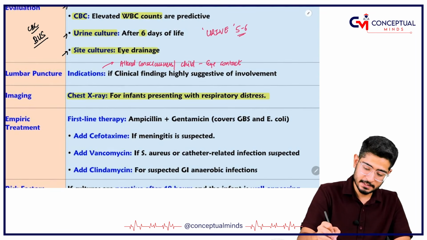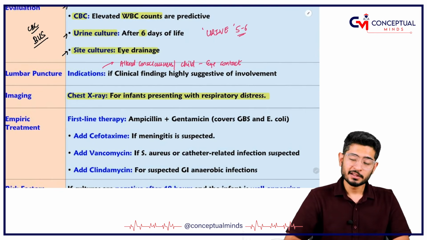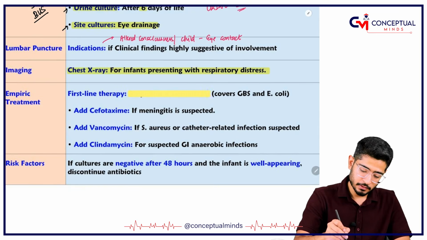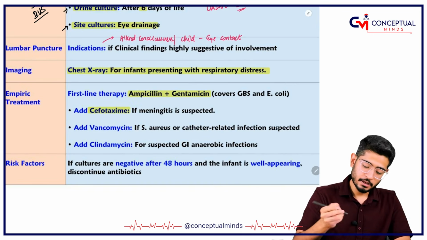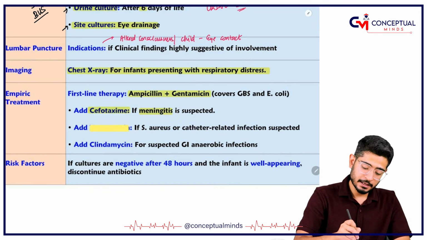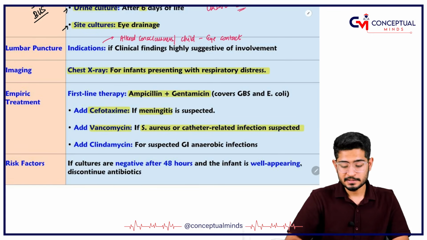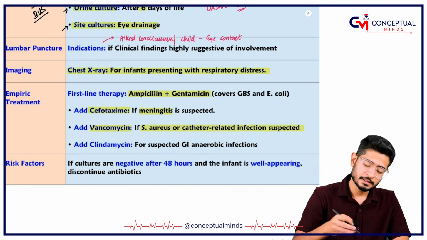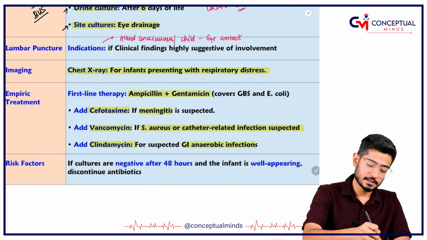Yes, X-ray is suggestive if the child is having respiratory distress. But for the treatment, please remember that if the child is having sepsis, we give ampicillin and gentamicin. We can add cefotaxime if meningitis is suspected. We can add vancomycin if Staph aureus or catheter related infections are suspected, catheter related infections, not so common in neonates, but still. And then clindamycin is given if a GI anaerobic infection is suspected.